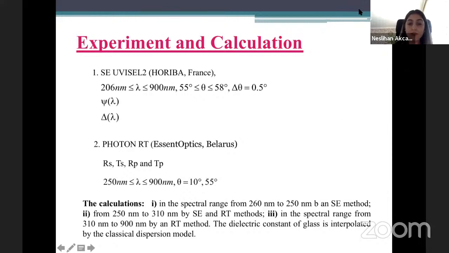And also the calculations were made in 3 different regions. In the spectral range from 206 nanometer to 250 nanometer, we used the SE method, and from 250 nanometer to 310 nanometer, we used both SE and RT methods. RT corresponds to the spectrophotometry method here. I would like to state that again. And in the third region, in the spectral range from 310 nanometer to 900 nanometer, we used the RT method. And also the dielectric constant of glass is interpolated by the classical dispersion model.